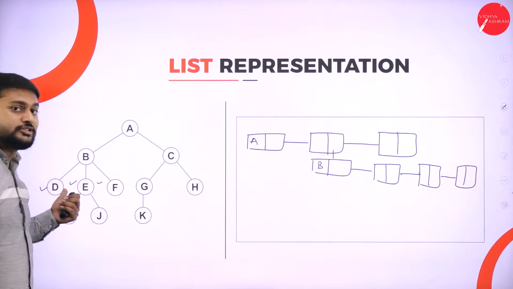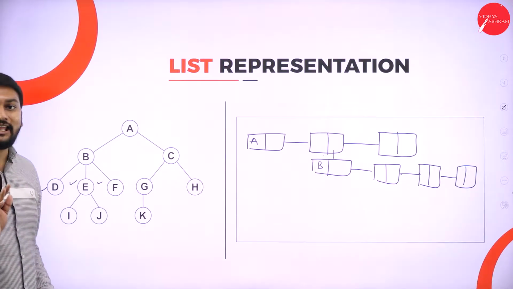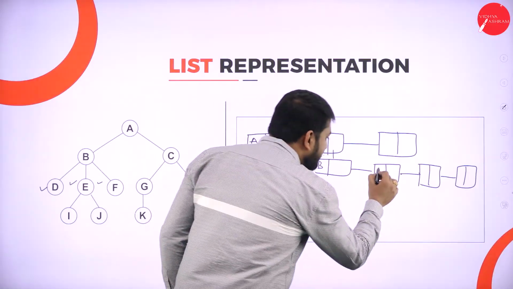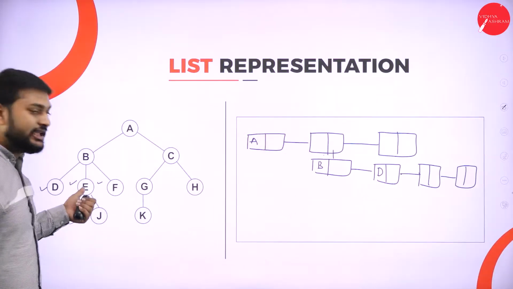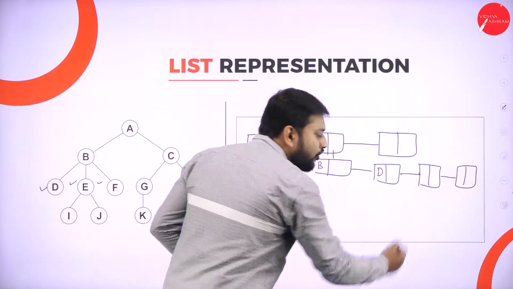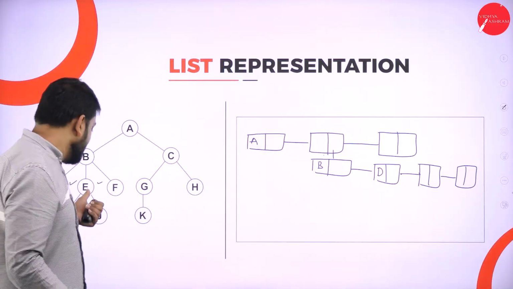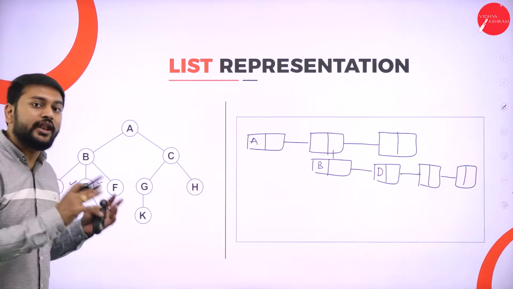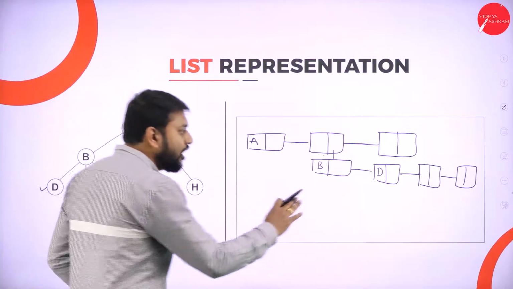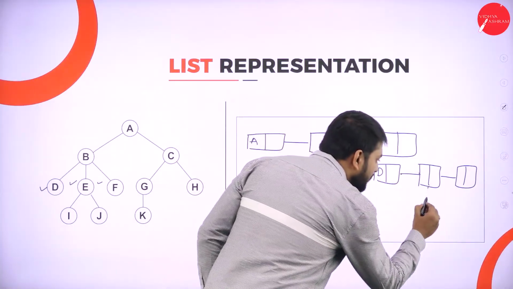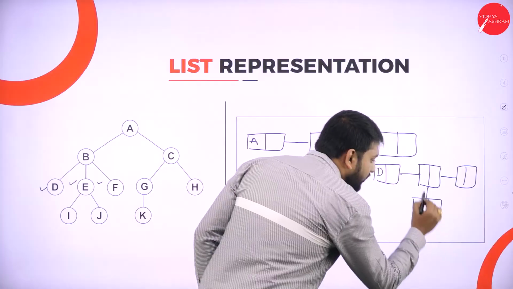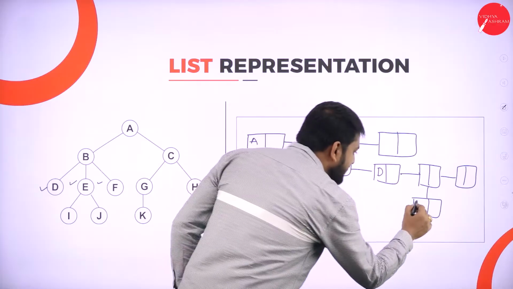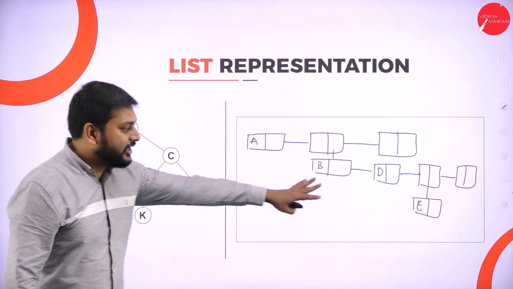Then after that, what do I have to do? I have D, the first node. Should I write D? Yes, you can write D here. Should I write E? I cannot write E directly because E has child nodes. Whenever you have a child node, you will not represent it directly. Instead, you will create one more node like this. So after that, you have E. Let me write E here and keep it as it is.